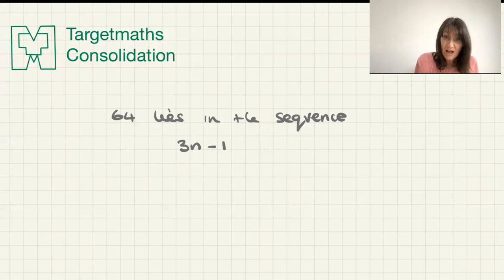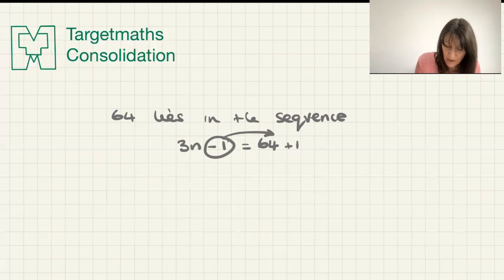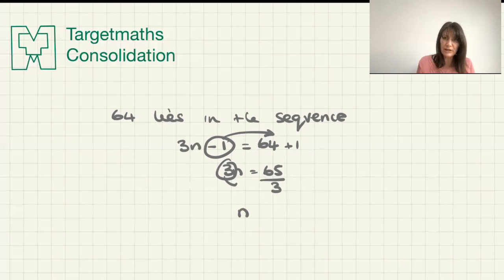Okay, so if it lies in the sequence, then 3n minus 1 is going to equal 64. So let's see if it does. We're going to add 1, and we've got 3n equaling 65. Divide through by 3. Now, if that gives me a whole number, a perfect integer, then it does, yes, lie on the sequence. If not, the answer is no. So let's go to our bus shelter.